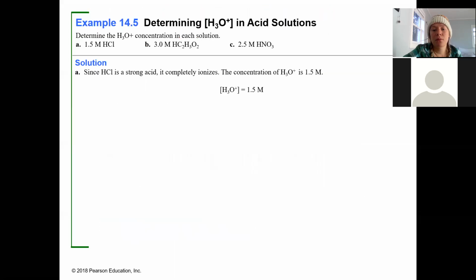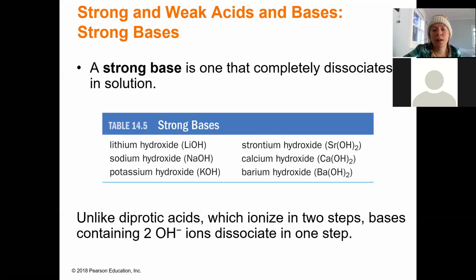Do note though that unlike diprotic acids, which ionize in 2 steps, bases, if they have 2 OHs, they dissociate in 1 step. So if you had like calcium hydroxide, you wouldn't rip off 1 OH and then have to rip the second one off. They would all come off together.